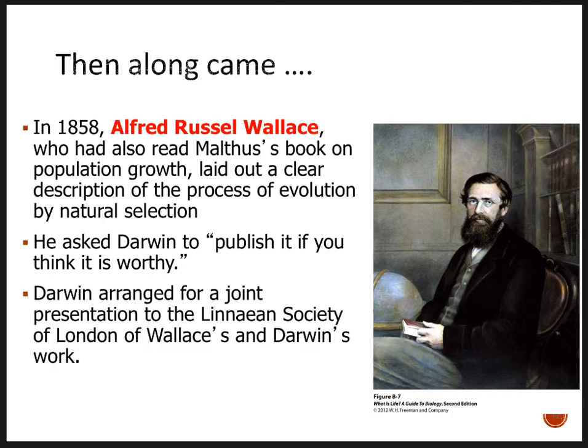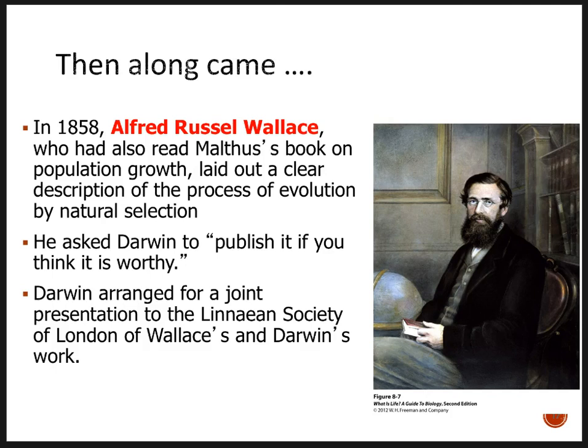And he doesn't want to let Wallace take all the credit. But he also realizes that Wallace came up with the idea too. So what Darwin did was he took Wallace's letter and he took his manuscript and he took it to the Linnaean Society of London and he had them both published at the same time.